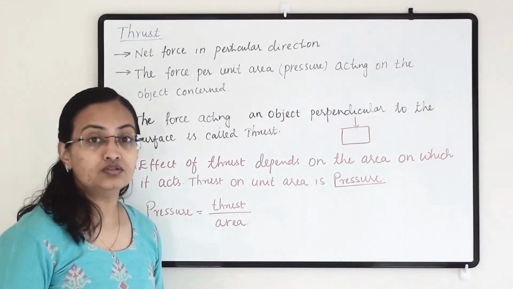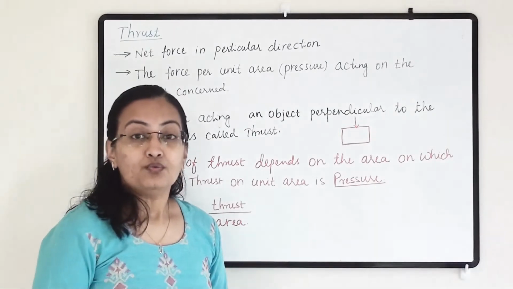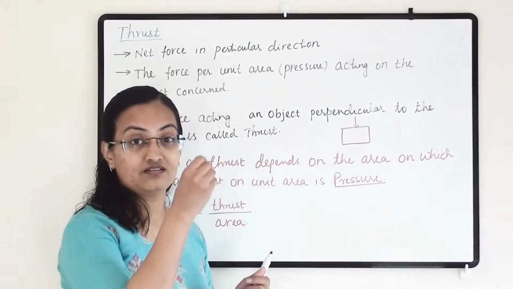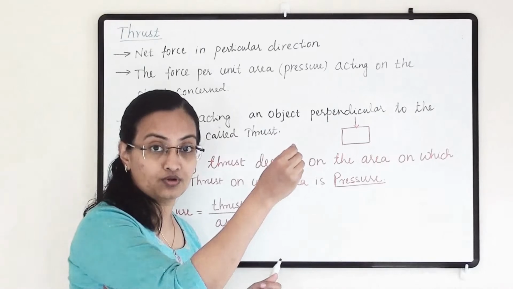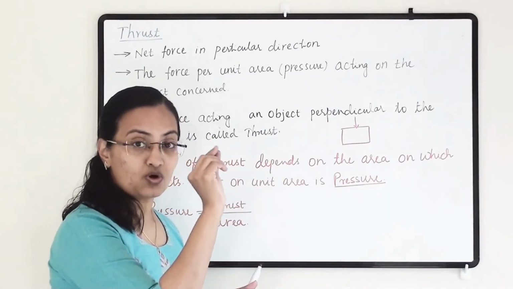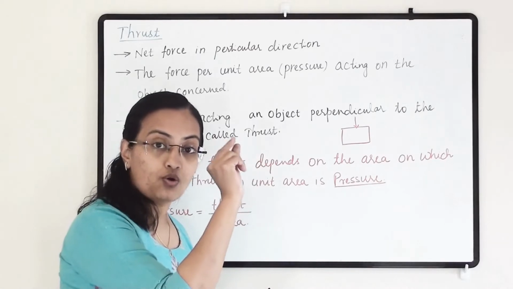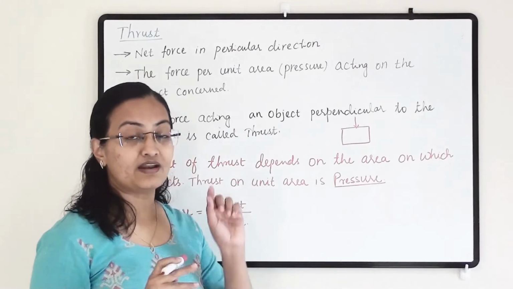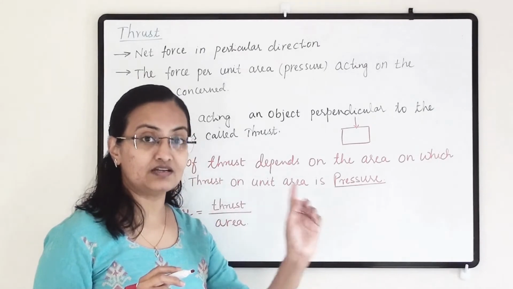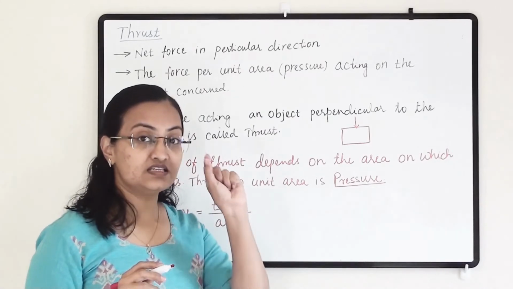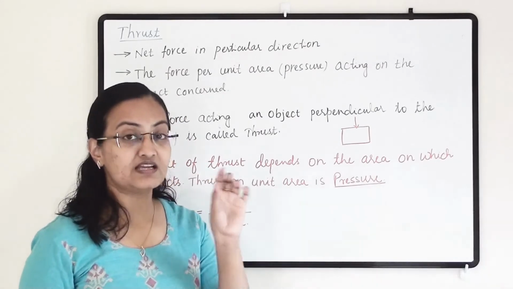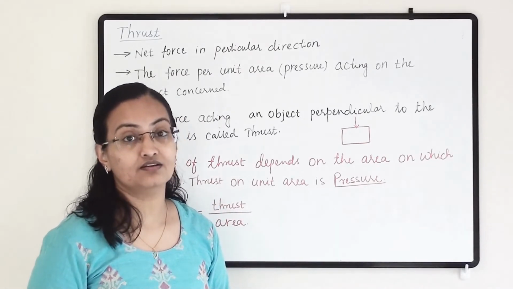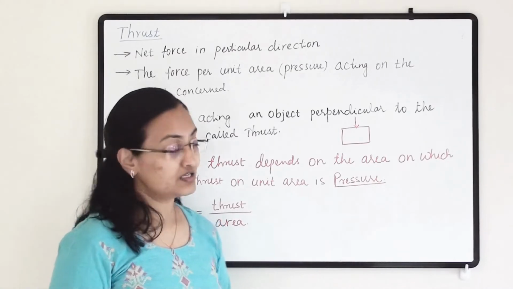For example, on a pushpin board, we want to put up a notice, so we are pressing the pushpin inside the board. The pushpin area is very small and we are applying pressure on the top of the pushpin. That is known as thrust because you are applying pressure directly perpendicular to the surface, and the area concerned is the top of the pushpin. So you have applied thrust to that particular surface.